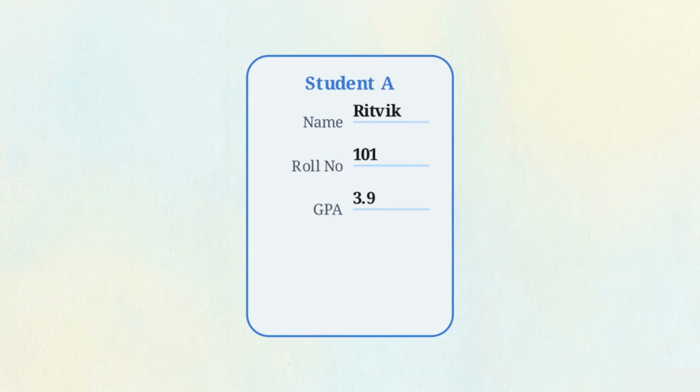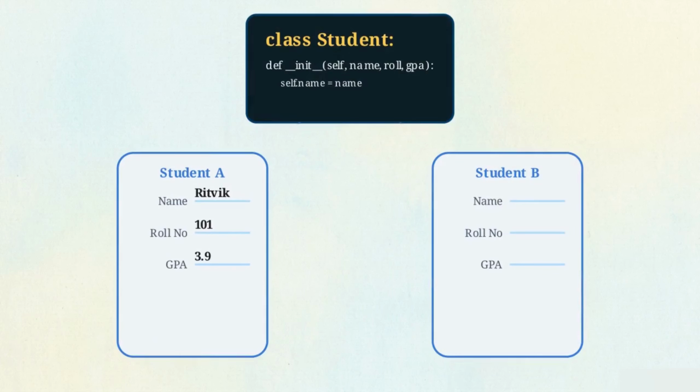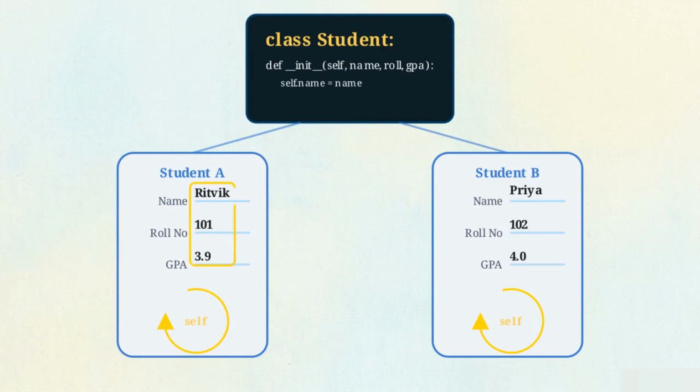a brand new student. This diagram shows a master blueprint routing instructions to two distinct objects. Notice the recursive loop inside each one. That loop represents the self parameter. It forces the newly built object to reference its own unique internal data, ensuring student A's grades never overwrite student B's. Once that internal state is set, it requires protection.